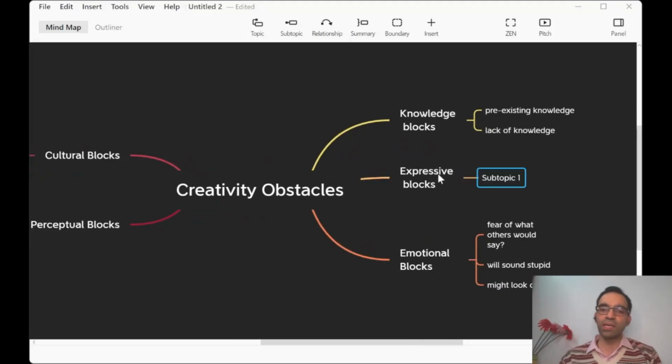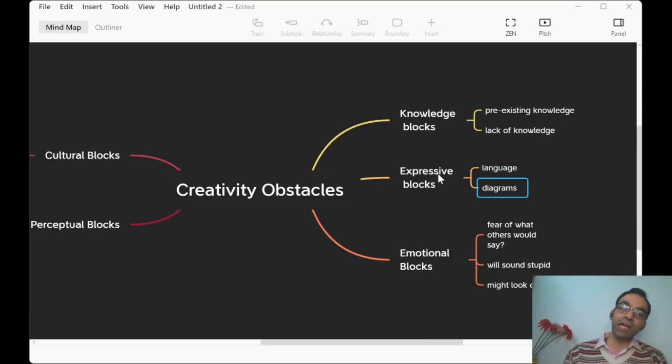In expressive blocks, language came up, and also diagrams. The diagrams you make can themselves be restrictive. Suppose you have to solve a problem with a circuit, and you did not draw the circuit in full detail but just made it like a black box. Many solutions that could have come if you had drawn the entire circuit diagram would not even appear in the picture now.